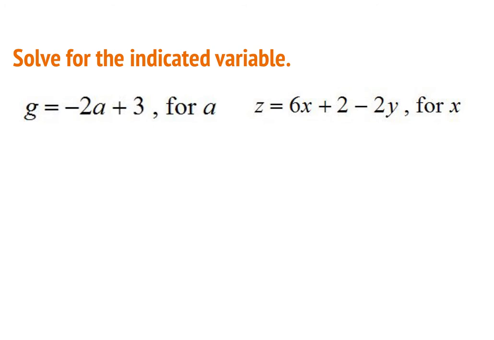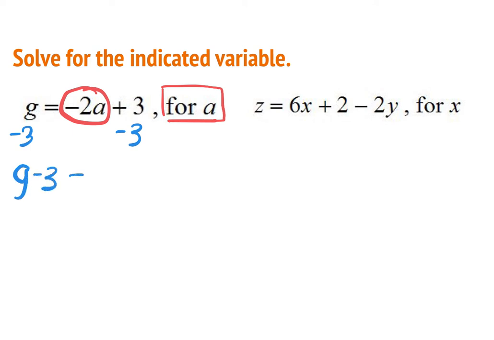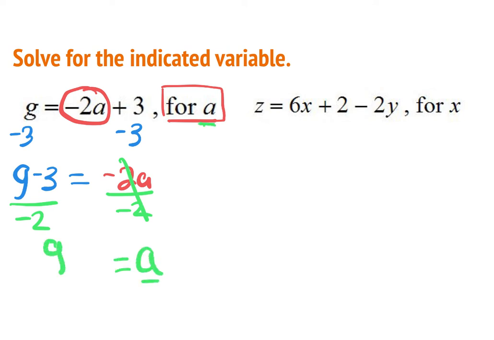So we want to solve for a. I know this because the problem is telling me for a. So the variable group has to be isolated first. So we're going to get rid of the 3 by doing the opposite. g minus 3, we just write that as is, equals negative 2a. And now we divide by negative 2 to isolate the variable. Once the variable that we wanted is by itself, we finish the problem.